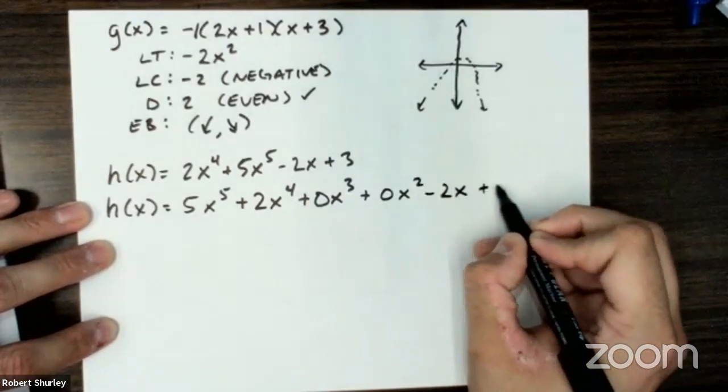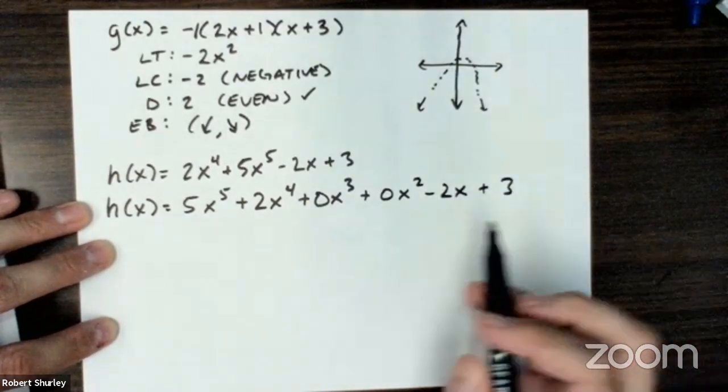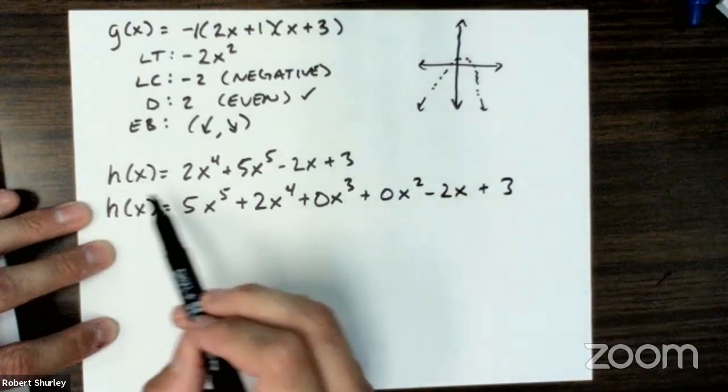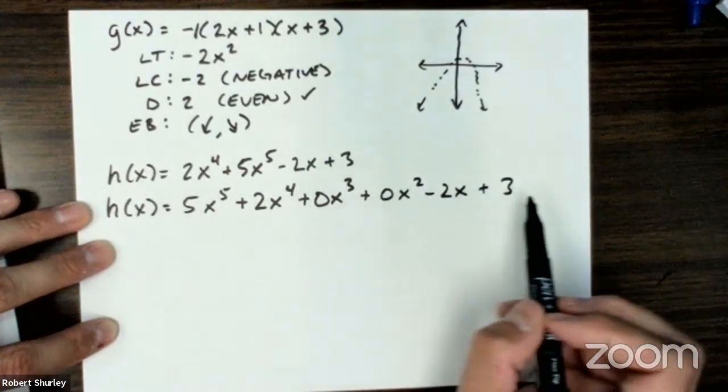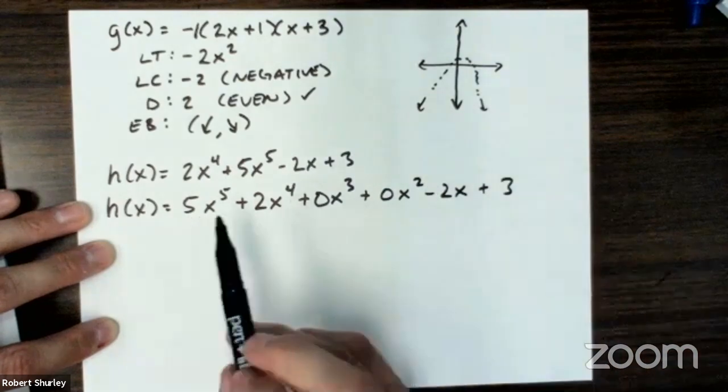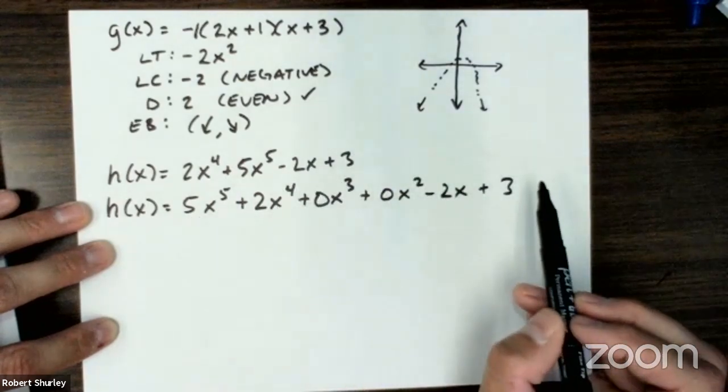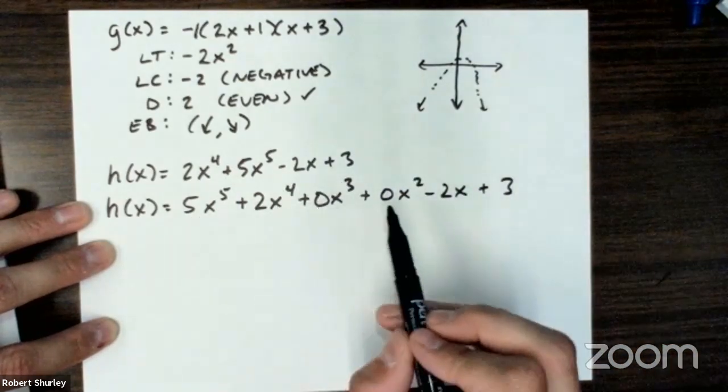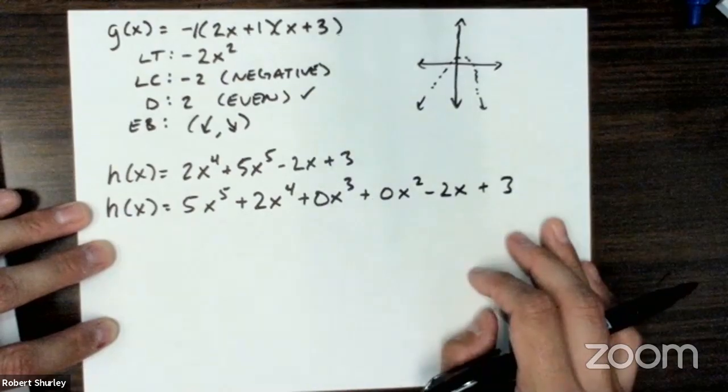But we have an x and a constant, okay? This would be this h of x polynomial. This h of x polynomial would be written in descending order, right? 5, 4, 3, 2, 1, 0, descending order with missing terms. So we've included the missing terms.